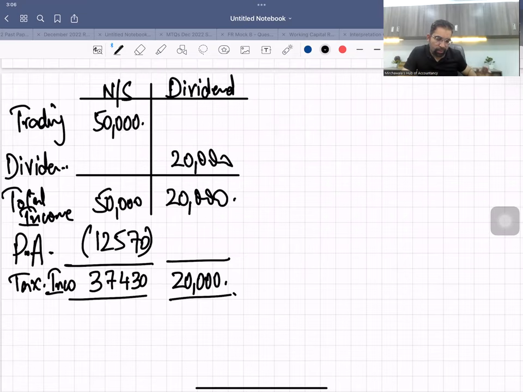So you have a taxable income, and taxable income is the income on which we directly apply the tax rate.